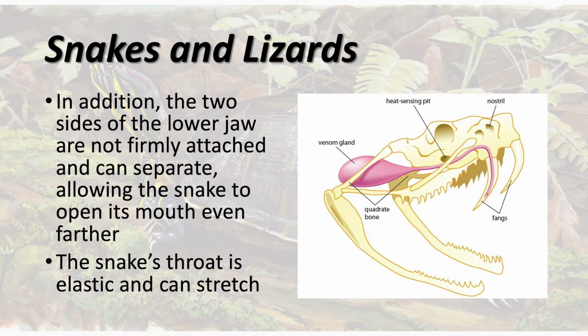So, in addition to the two sides of the lower jaw that can unhinge and separate, they also have elastic throats, which can stretch really far so that they can take in the prey no matter what the size is.